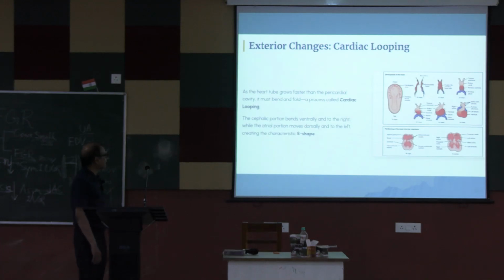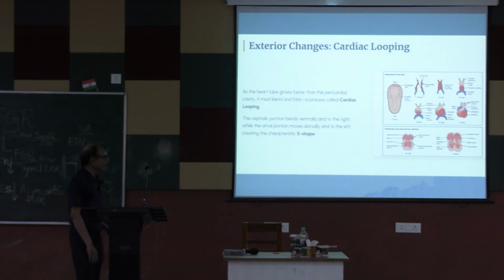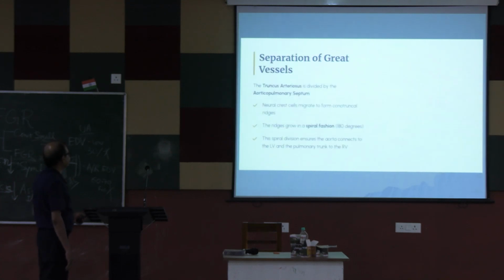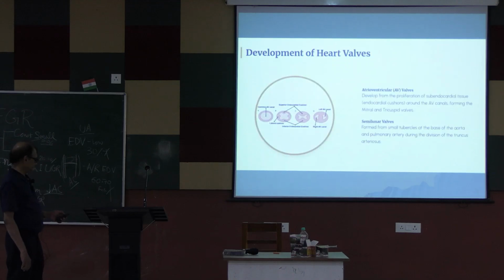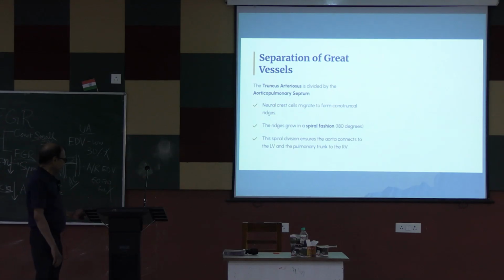Exterior changes, that is the cardiac looping and the arrival of the spiral AP septum, producing the ascending aorta as well as the pulmonary arterial trunk. Separation of the great vessels. This is done in a spiral fashion by the AP septum.